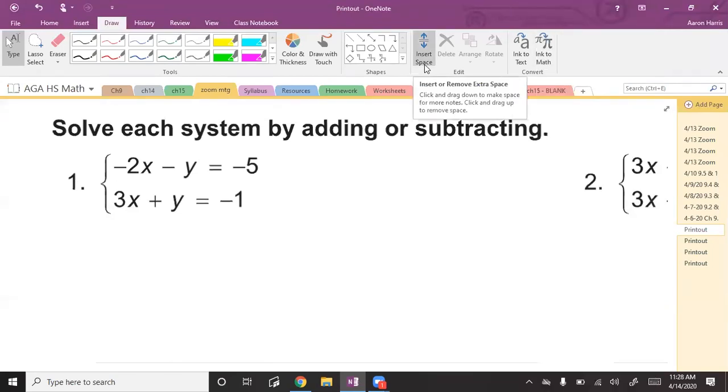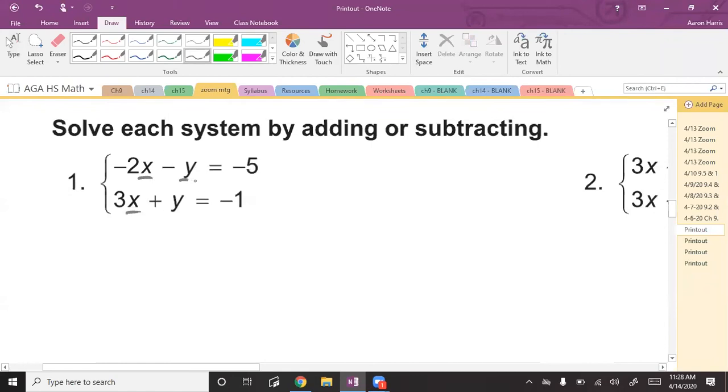Okay. What variable do you want to eliminate? You either want to eliminate x or you want to eliminate y. You tell me which one. I think the x will be a better option. Now, why would you pick the x? It has more numbers, so the fewer numbers in the equation, the easier, I guess.